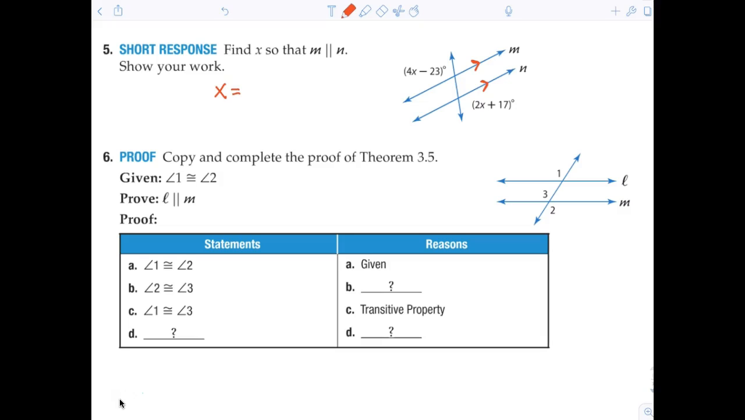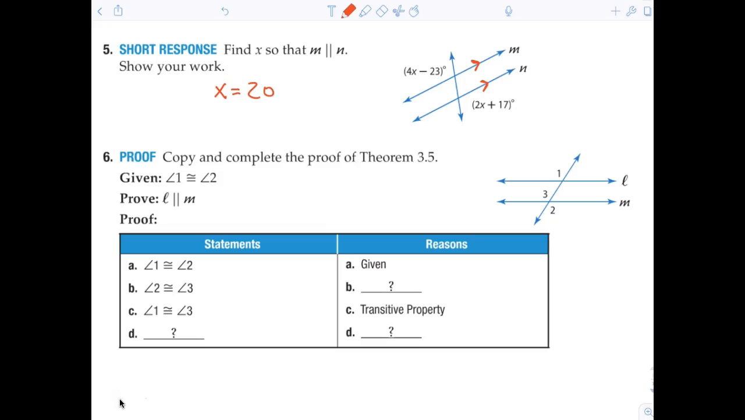I really don't want you doing the work, right? Because you're practicing. I'm moving the 2X over. I'm adding the 23, right? 23 and 17 is not that hard. It's 40. Then 40 divided by 2 is what? So X is equal to 20. All right? X equals 20.